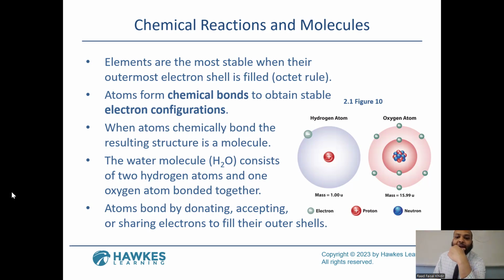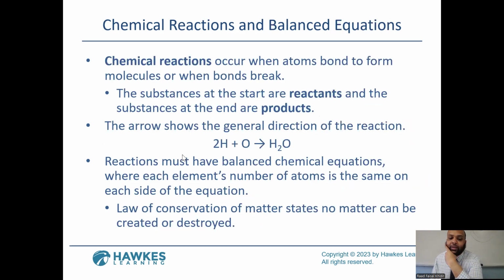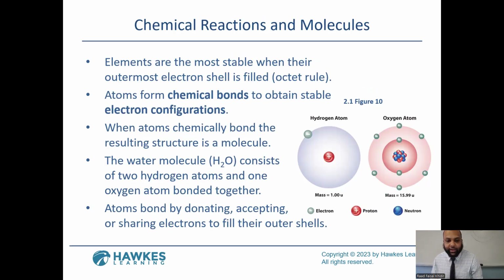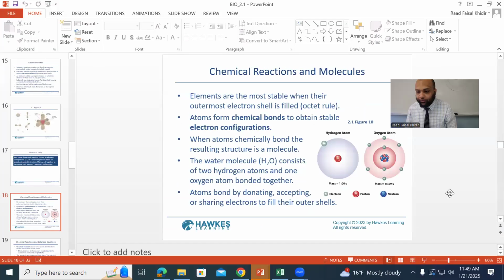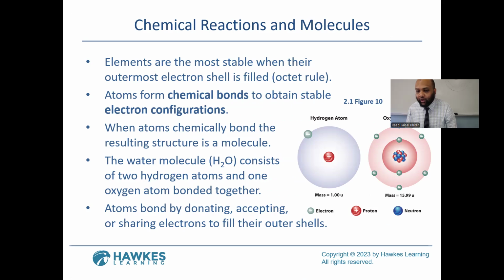Okay. So when atoms chemically bond, the resulting structure is a molecule, and the water molecule consists of two hydrogen atoms and one oxygen atom bonded together. So atoms bond by donating and accepting or sharing electrons to fulfill their octet rule.